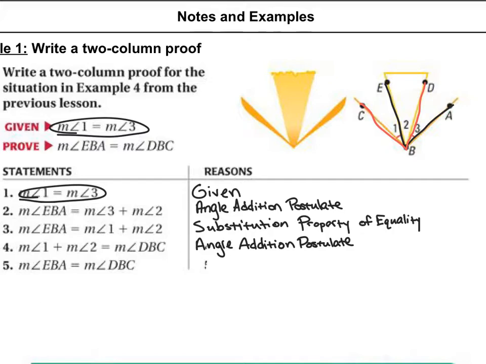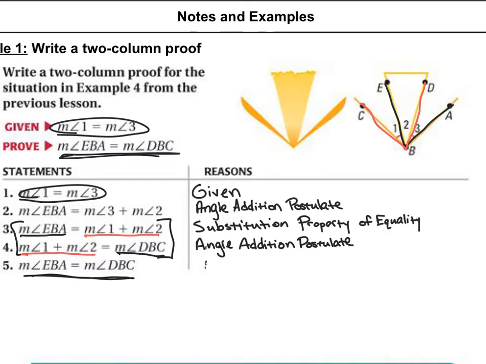And so now we have to look at the previous three statements in order to get the last one. The last one is now our proof statement, which is at the end. So EBA is equal to the measure of DBC. Now, if I look here, I see the measure of EBA is equal to the measure of angle 1 plus angle 2, and then here it states the measure of angle 1 plus the measure of angle 2 is equal to the measure of angle DBC.